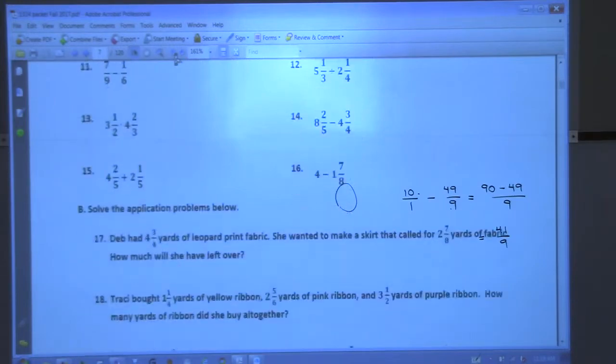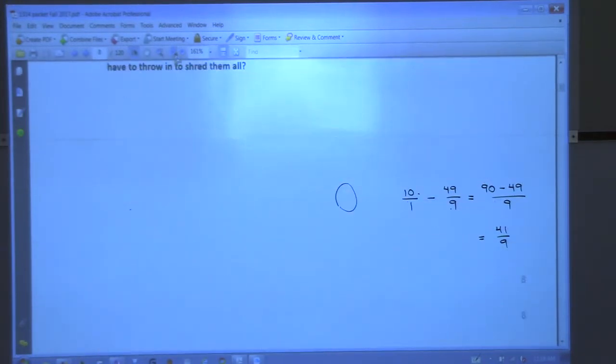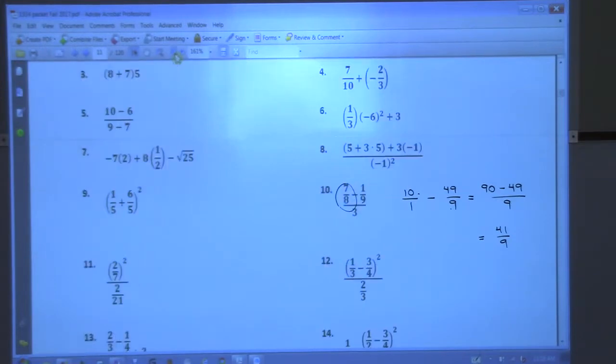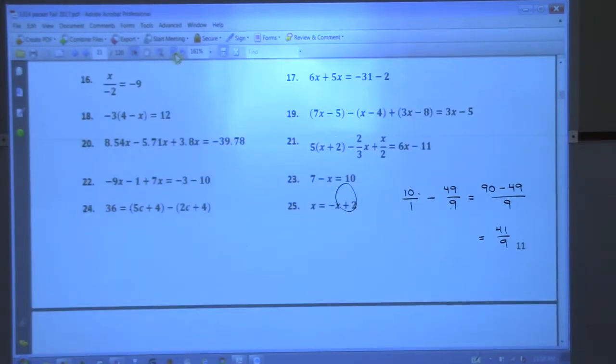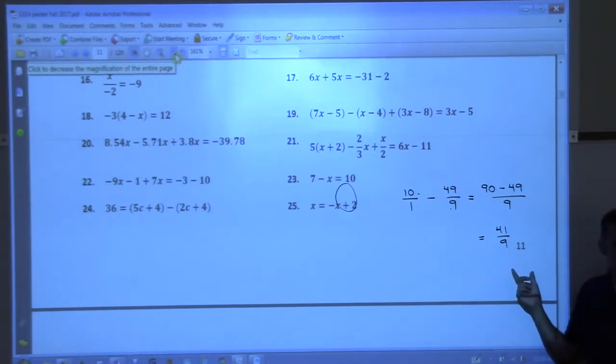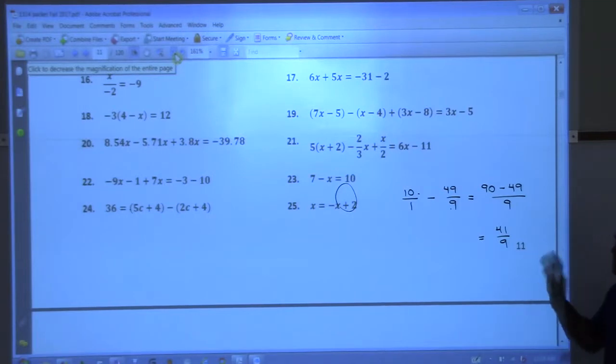Anything else? Is it okay to convert that to a mixed number again? Yep, absolutely. I'll take the answer either way. Does the answer key have that as a mixed number? I think it is. To me, it's going to be either way. Unless it specifically says, write your answer as a mixed number, you can do it either way.